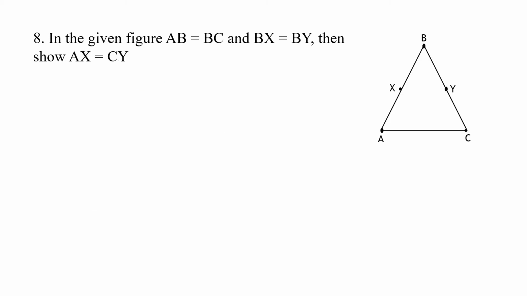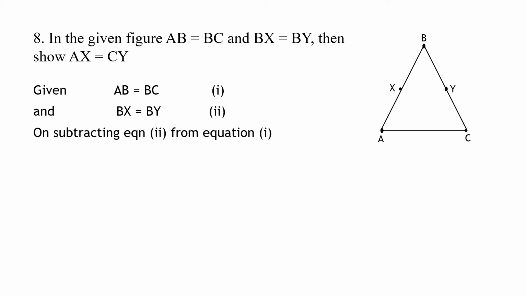Now in this figure, you see a triangle. We are given AB equal to BC. So look at this, AB is equal to BC and BX equal to BY, and we have to show AX equal to CY. So first let us see what is given to us. AB equal to BC is equation number 1. BX equal to BY is equation number 2.